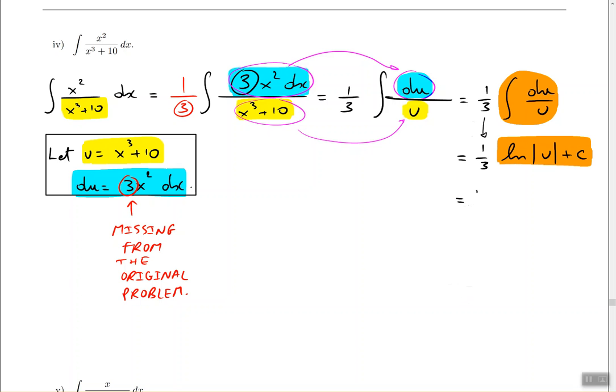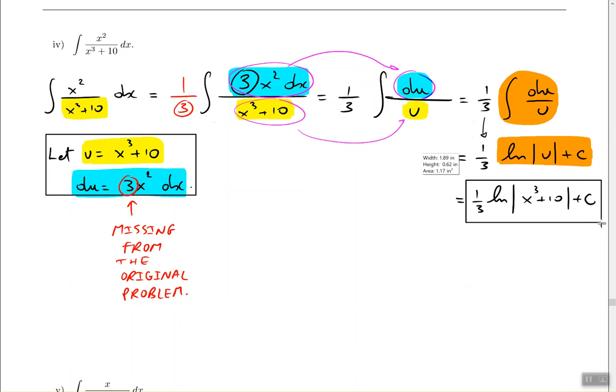We're almost finished. All we've got to do at the end is replace the u with the original amount. What was u in the first place? According to this, u is x cubed plus 10. And there's the plus c on the side, and that's the solution of the problem. So that's the first problem where we've had to deal with some headaches, and the headaches came because the 3 was missing, so we needed to put it in there.